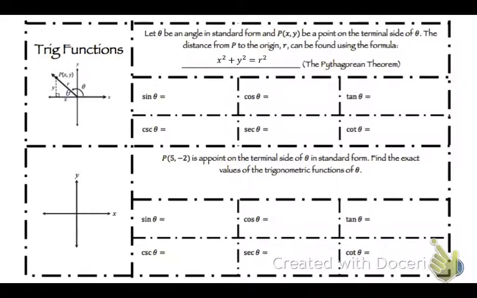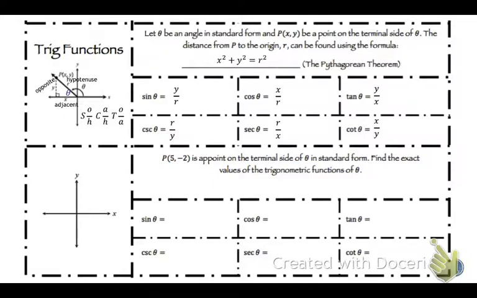So sine is opposite over hypotenuse. Oh, let's label all our sides. Opposite, adjacent, hypotenuse. So sine is opposite over hypotenuse, which is y over r. Cosine is adjacent over hypotenuse, which is x over r. Tangent is opposite over adjacent, which is y over x. Now, cosecant, you just flip sine, so that's r over y. Secant, you flip cosine, so that's r over x. Cotangent, you flip tangent. That's x over y.